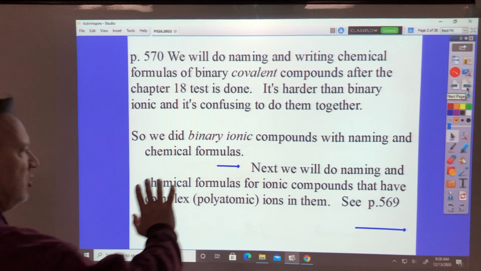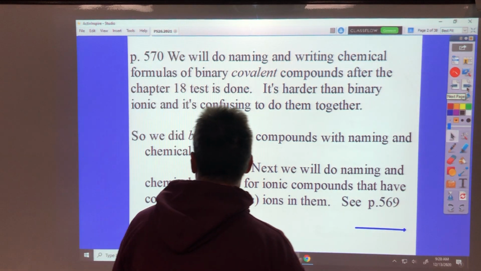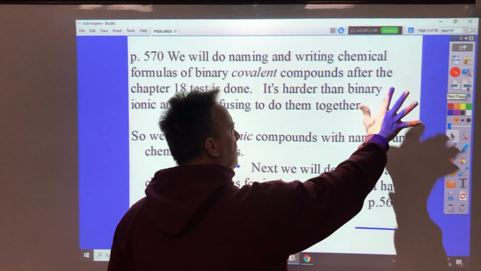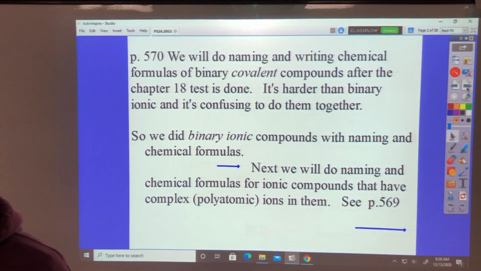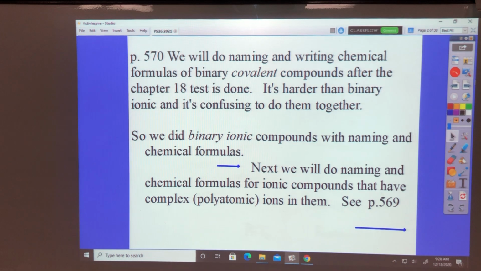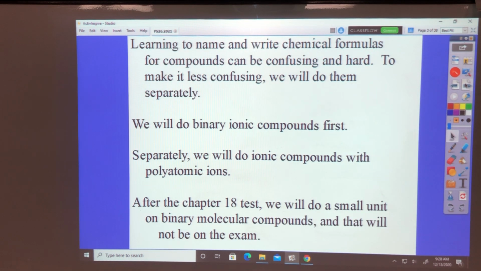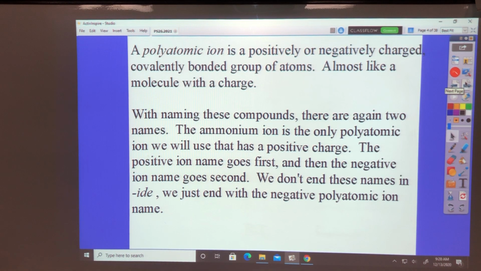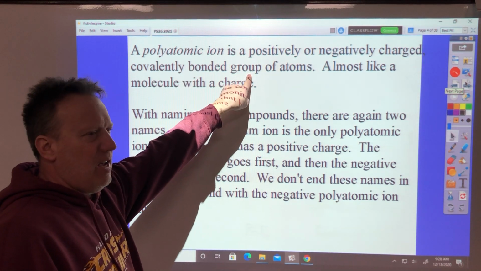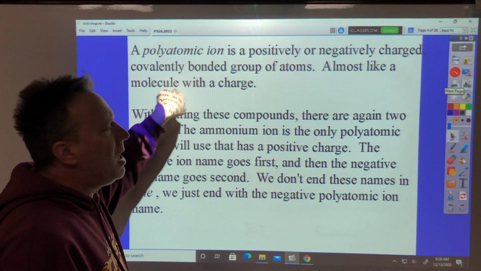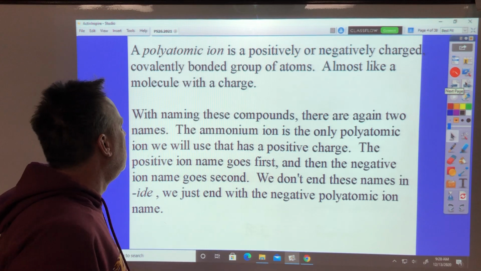Now we are going to move on to ionic compounds. There's still something giving, there's still something taking, there's still a positive, there's still a negative. But they have polyatomic ions. So what is a polyatomic ion? We already talked about this, so I can move on. It is a positively or negatively charged group of atoms. Really, it's kind of like a molecule with a charge.